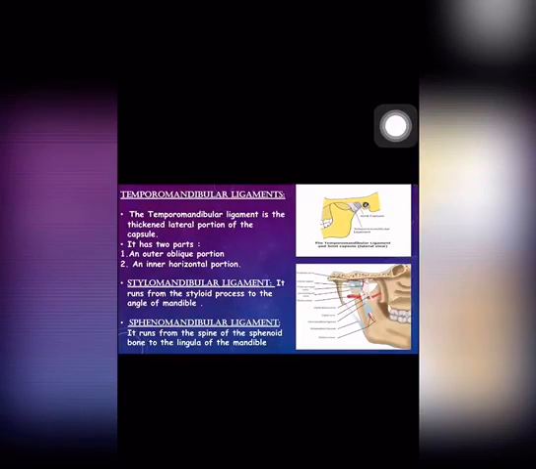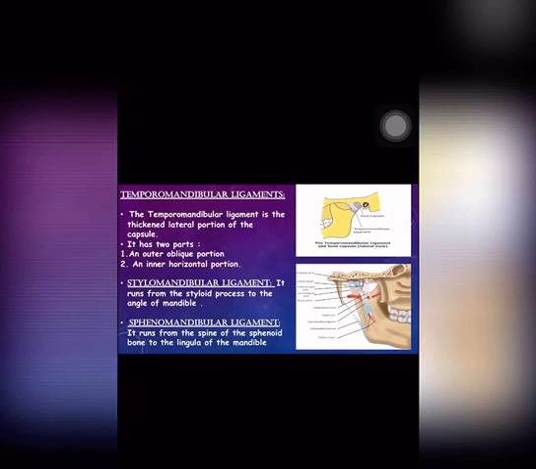Next is the temporomandibular ligament. The temporomandibular ligament is the thickened lateral portion of the capsule. It has two parts, an outer oblique portion and an inner horizontal portion. It has two further types, the stylomandibular ligament and the sphenomandibular ligament. The stylomandibular ligament runs from the styloid process to the angle of the mandible, and the sphenomandibular ligament runs from the spine of the sphenoid bone to the lingula of the mandible. You can appreciate in the picture the stylomandibular ligament and the sphenomandibular ligament.